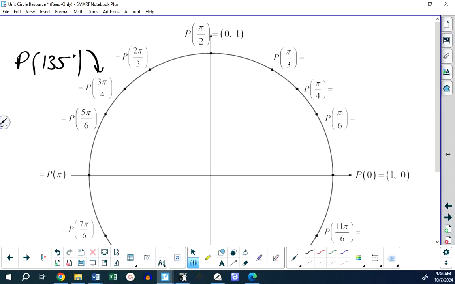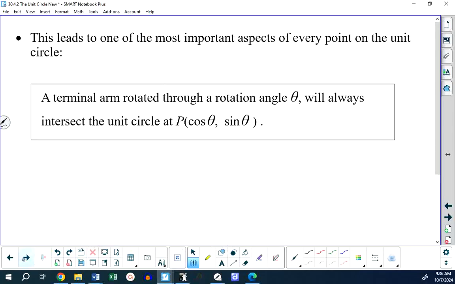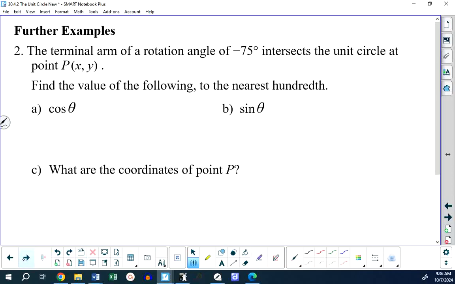Okay, let's take a look at some further examples now using this. What I'm telling you is that the point of intersection of any terminal arm and the unit circle will always have coordinates of cos theta, sine theta. This is one of those non-negotiable things. You need to know this. So, the terminal arm of a rotation angle intersects the unit circle at some point. The rotation angle is negative 75 degrees.